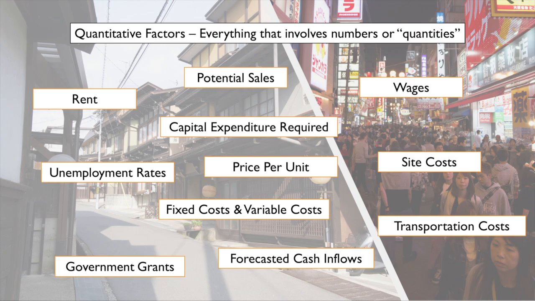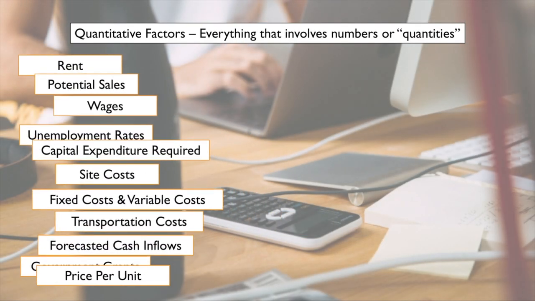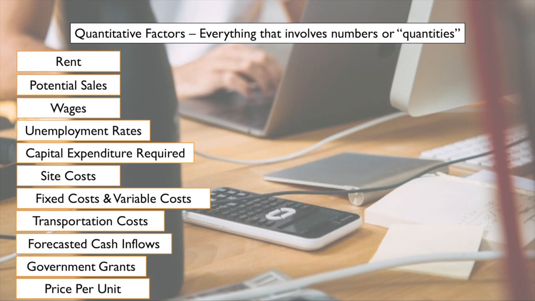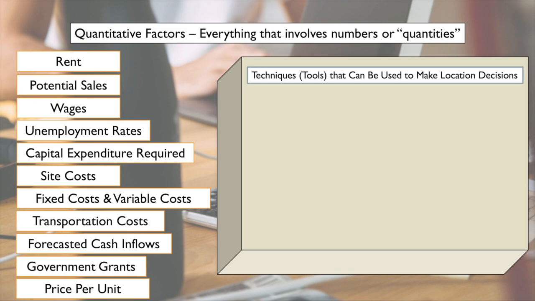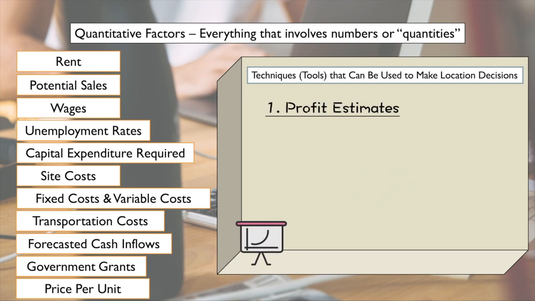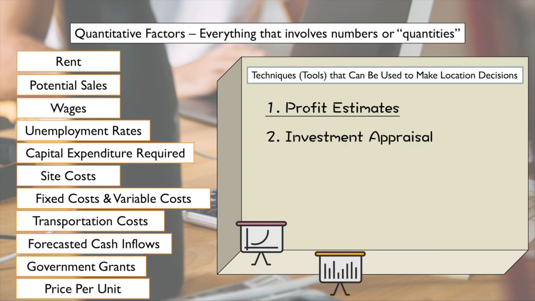So let's take a look at some of the ways that we might use some of these figures and some of the problems that we might see from this particular section of the course. There are some techniques and tools that can be used for these quantitative factors, and these are all things that we've studied already. We can give a profit estimate. So you might be given some numbers, and it might encourage you to determine the potential profit on each one of the locations. But profit's not everything.